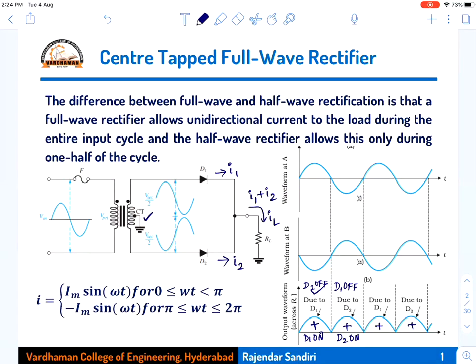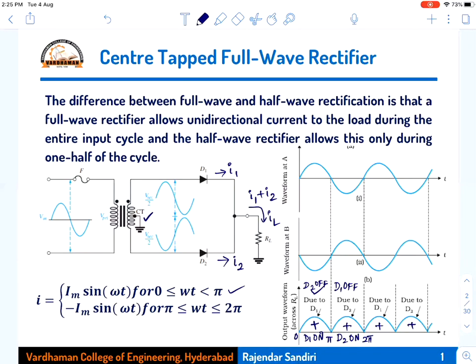In this case, the current equation, if you write between 0 to pi and pi to 2 pi, this is 0, this is pi, and this is 2 pi. From 0 to pi, the current is Im sin omega t. That means for the positive cycle of the input, you will be getting a positive cycle of the output. Therefore, I is equal to Im sin omega t. Next, coming to the second half cycle, from pi to 2 pi. For the negative half cycle of the input, you will be getting a positive half cycle in the output. Therefore, it is minus Im sin omega t for pi to 2 pi.